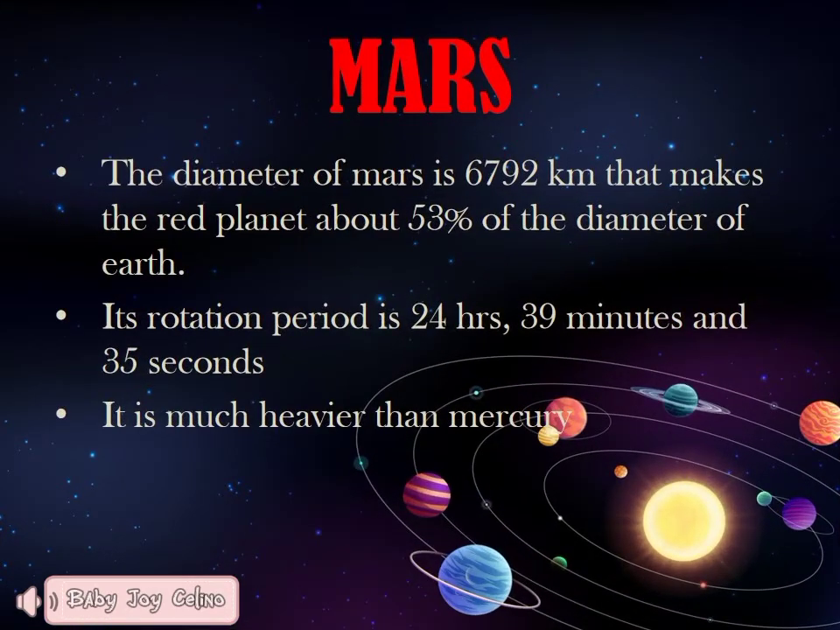The diameter of Mars is 6,792 kilometers. That makes the red planet about 53% of the diameter of Earth. Its rotation period is 24 hours, 30 minutes, and 35 seconds. And also Mars is much heavier than Mercury.